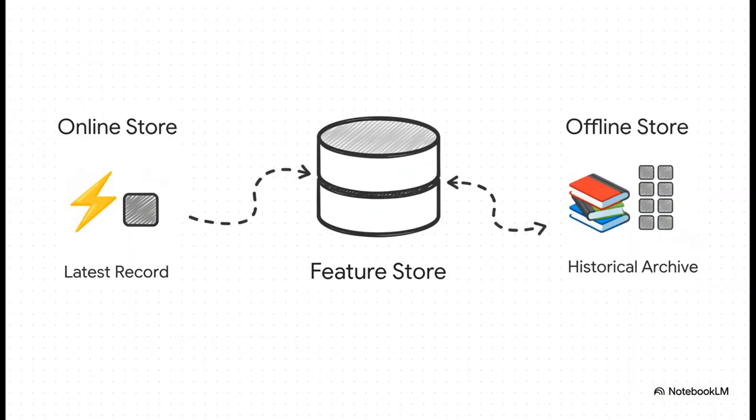And the really clever part is its dual design. You have the online store, which is built for pure speed. It only keeps the very latest feature values so you can grab them in milliseconds for a real-time prediction. Then you have the offline store, which is like your complete historical archive. It has every version of every feature, which is an absolute goldmine for training your next generation of models.